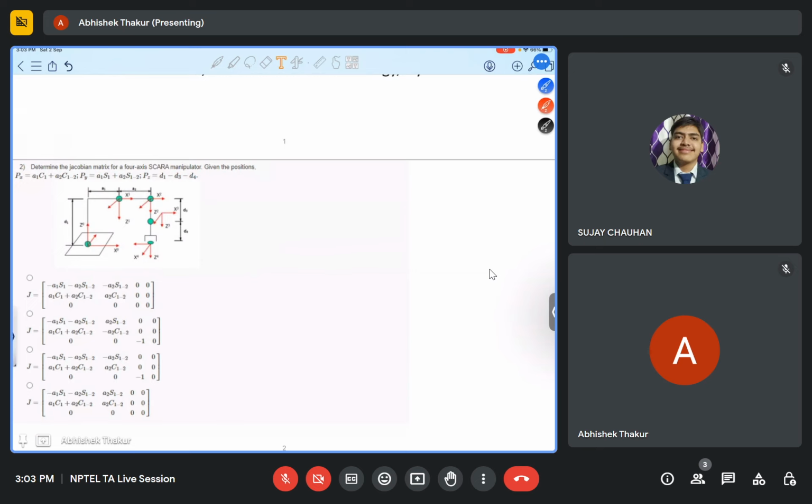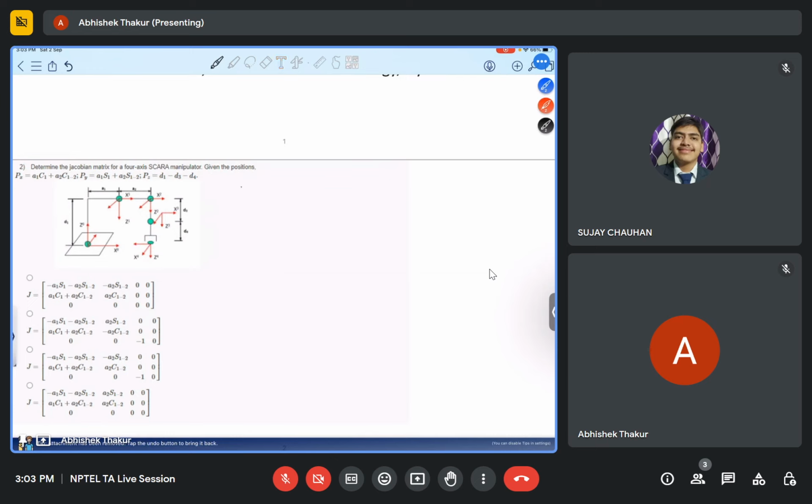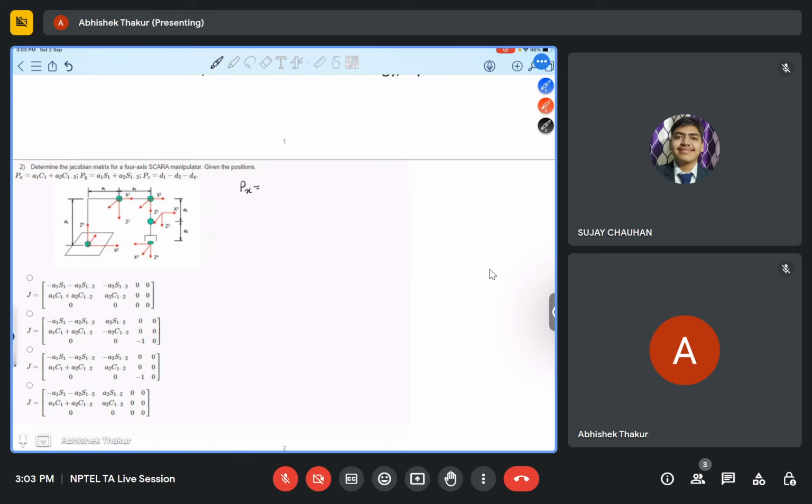Like here, the position Px is given as a1 cos theta 1 plus a2 cos (theta 1 minus theta 2). Py is given as a1 sin theta 1 plus a2 sin (theta 1 minus theta 2), and Pz is given as d1 minus d3 minus d4.